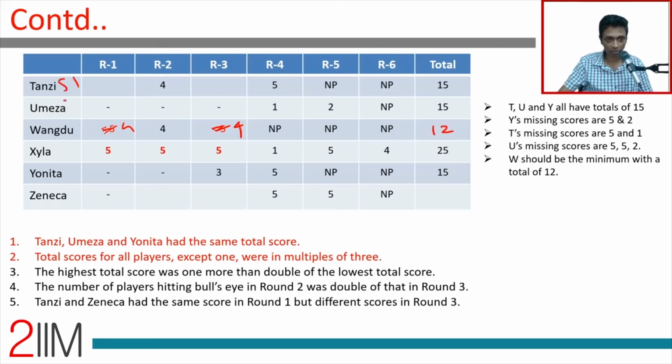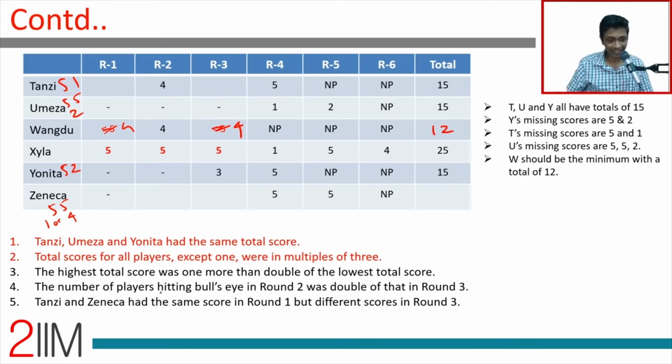For Umeza are 5, 5, 5 plus 5, 10, 11, 13, 2. Yonita would be 5 plus 3, 8 plus 5, 13 plus 2, 15. Wonderful. Zeneca, there are 2 5s sitting there, and the last one is either 1 or 4, because the total should be 21 or 24. So far, so good.